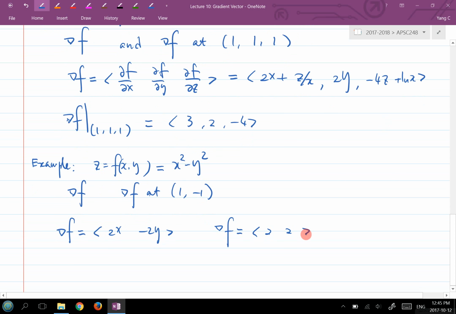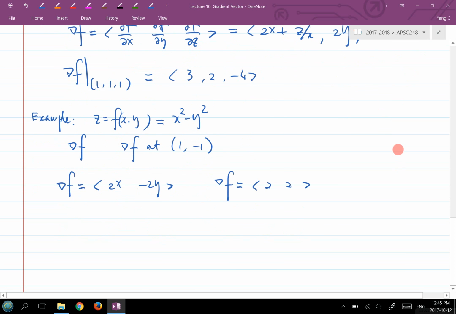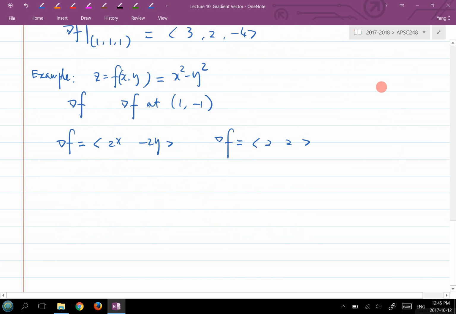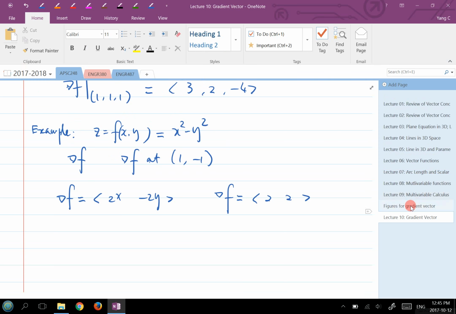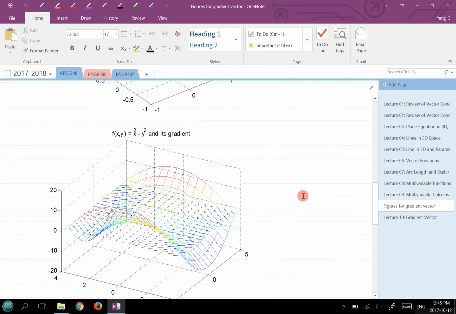But what I want you to establish as a concept here is how would you sketch this gradient vector? And what exactly does it mean? Now, this surface, I can sketch the surface. Actually, I have the surface here. I'm going to pull the surface into here. So that's the surface, right?